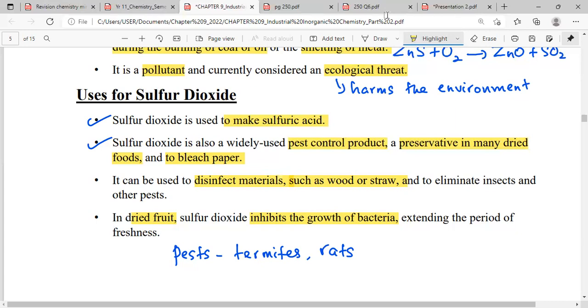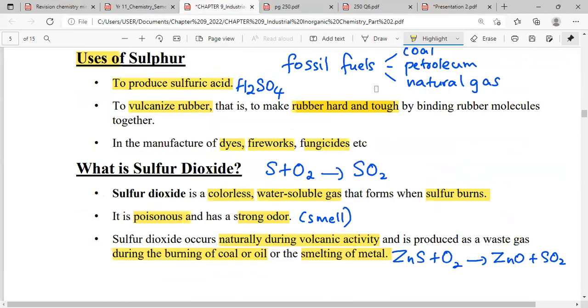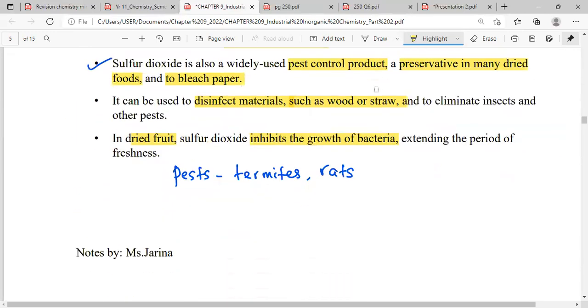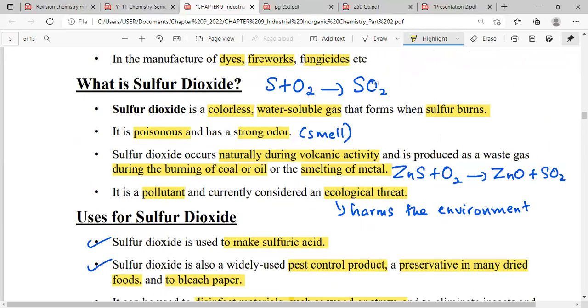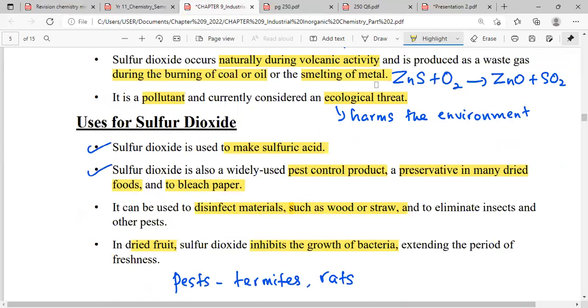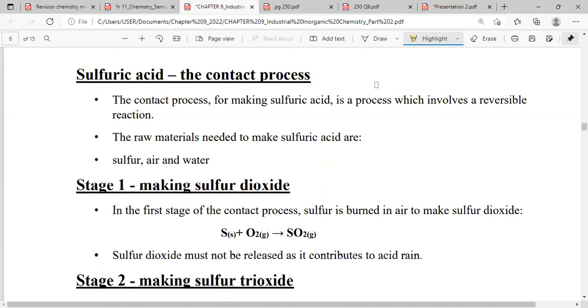All right, so these are some uses of sulfur dioxide and sulfur. So far what we saw was the properties and uses of sulfur and properties and uses of sulfur dioxide. Any questions, students, before we move on to the next part? Okay, no questions. Now let's come to the next one.